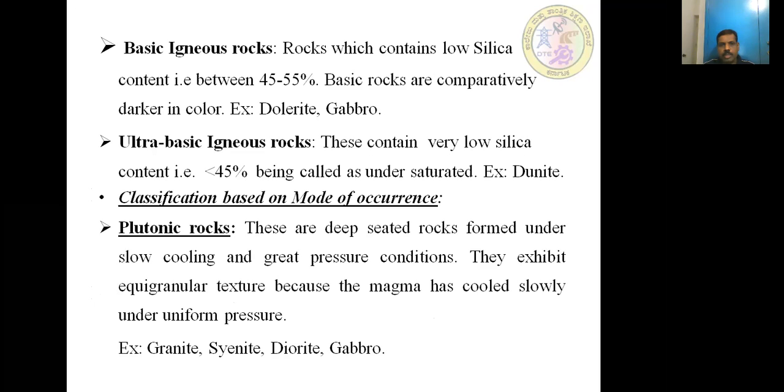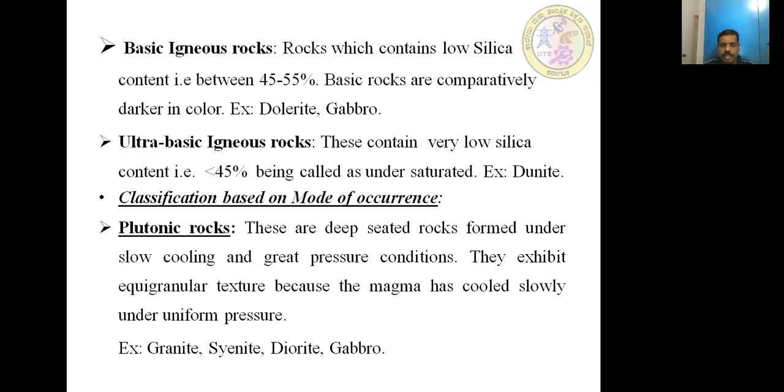Next one is ultra basic igneous rocks. These contain very low silica content. That means the silica percentage is less than 45%, being called undersaturated. So these are also called undersaturated rocks. Example is dunite.